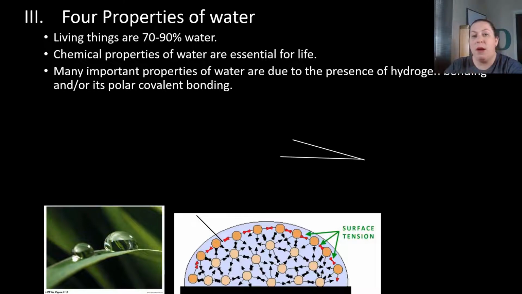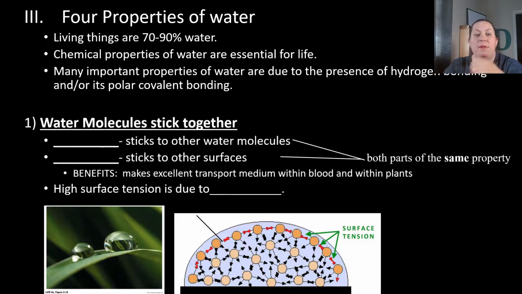Now, many important properties of water are due to the presence of those hydrogen bonds that we talked about, as well as the fact that they make polar covalent bonds. Those two main things about bonding help give the properties of water. So let's look at the first property. The first property of water is that water molecules stick together. Now, this is because of those hydrogen bonds we talked about.